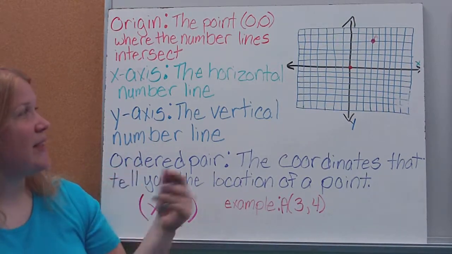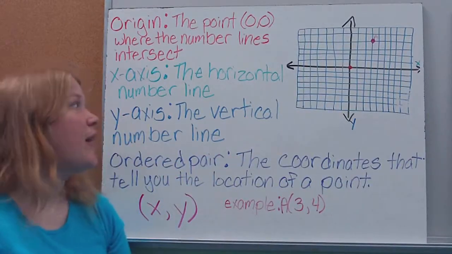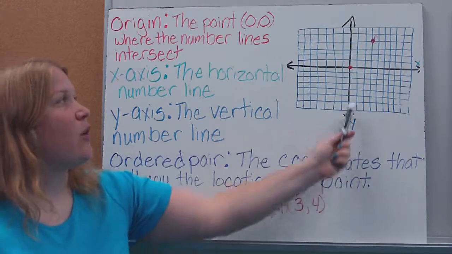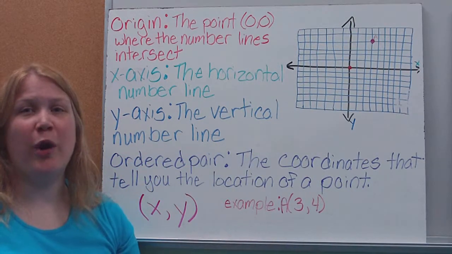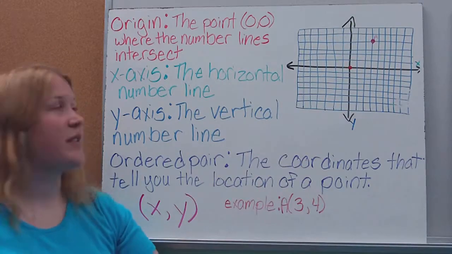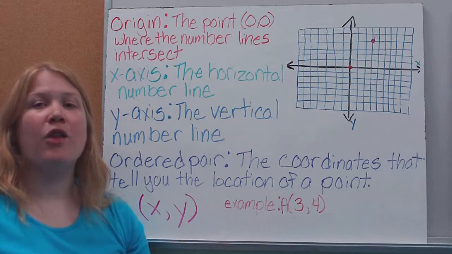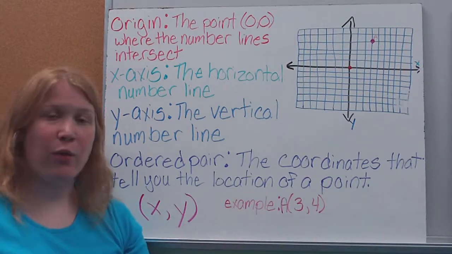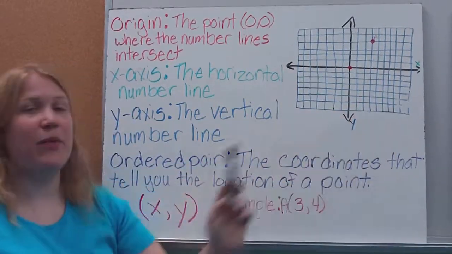The x-axis is this horizontal one. I've labeled it over here with the x. And the y-axis is our vertical number line. So the two axes are simply referring to our two number lines. One runs horizontally, one runs vertically. It's very important to keep them straight, otherwise we tend to plot points backwards. So make sure we know which one is the x and which one is the y.